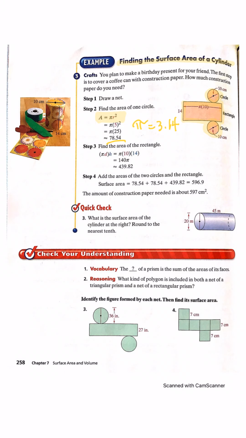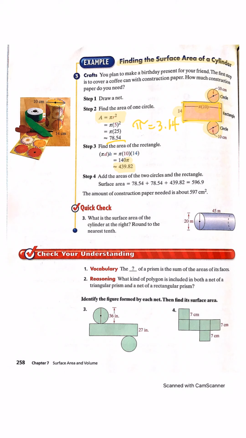78.54. Now we have to find the area of the rectangle. We see that it is 14 by 10. So the area of a rectangle, all you have to do is multiply the height times the width. So that equals 140. And then, because it is in the cylinder form, we are going to multiply that by pi. So we get 439.82.